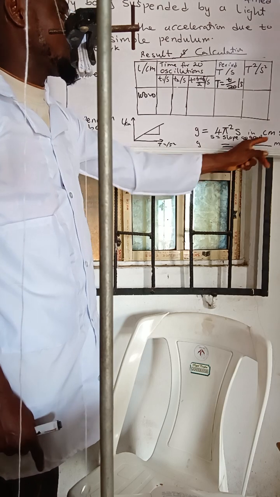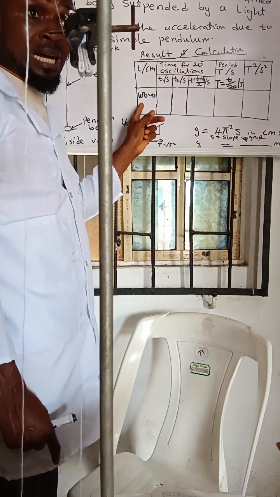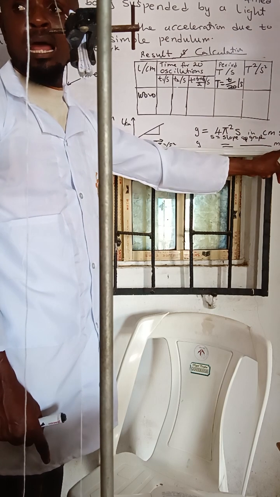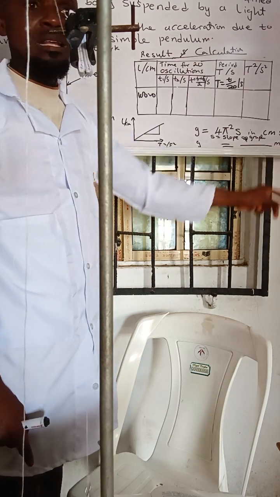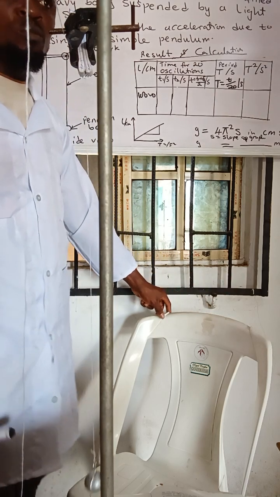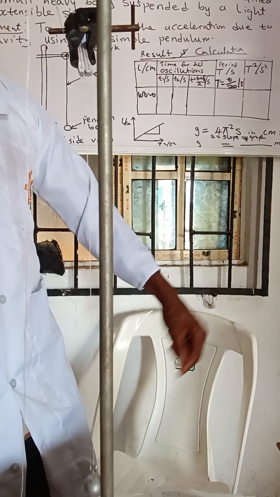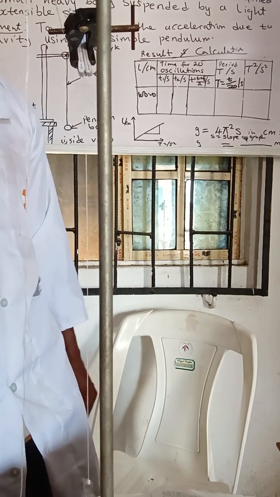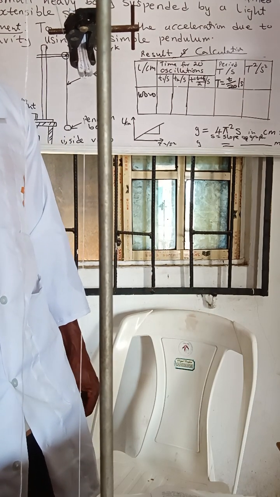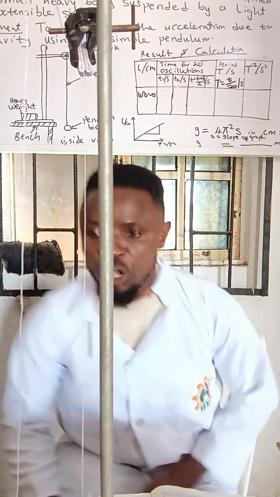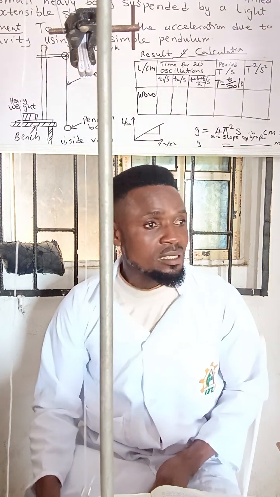Whatever you get, you will convert it, because the length here is in centimeters. You will divide it by 100 to get your answer in meters per second squared. And that will be the acceleration due to gravity or free fall. Are we together? So let's try that now. Take your apparatus and try that.